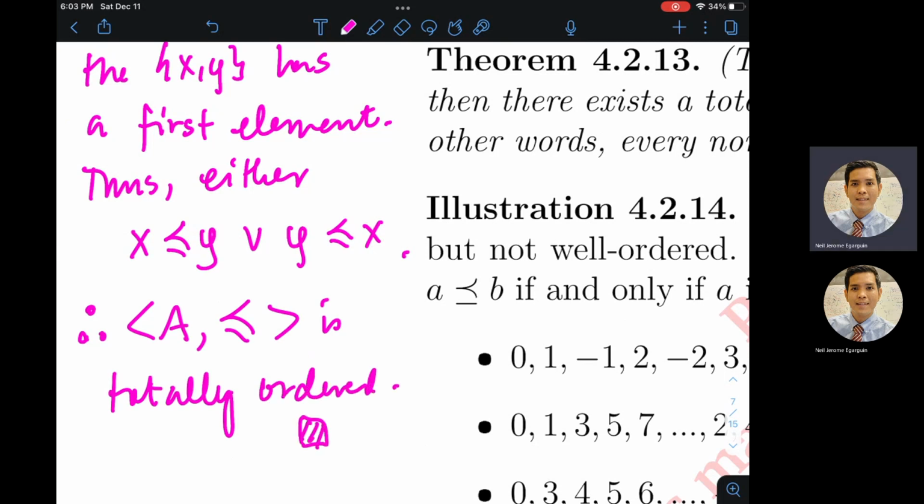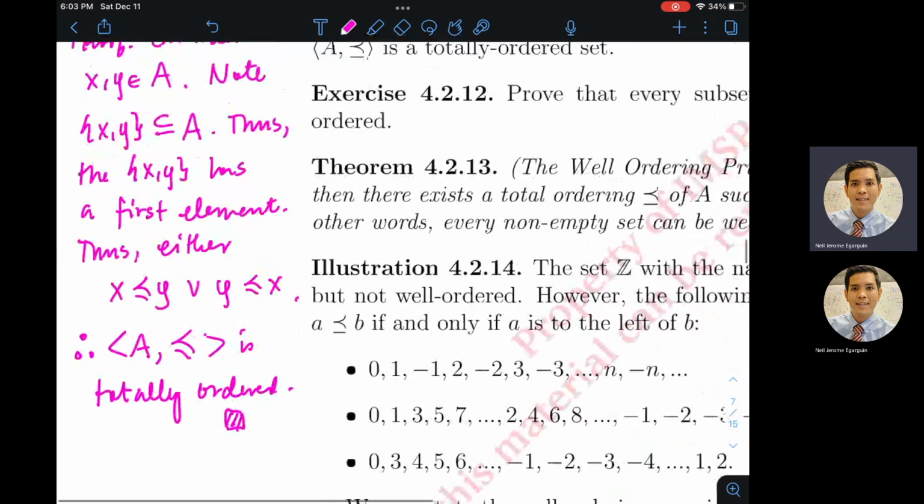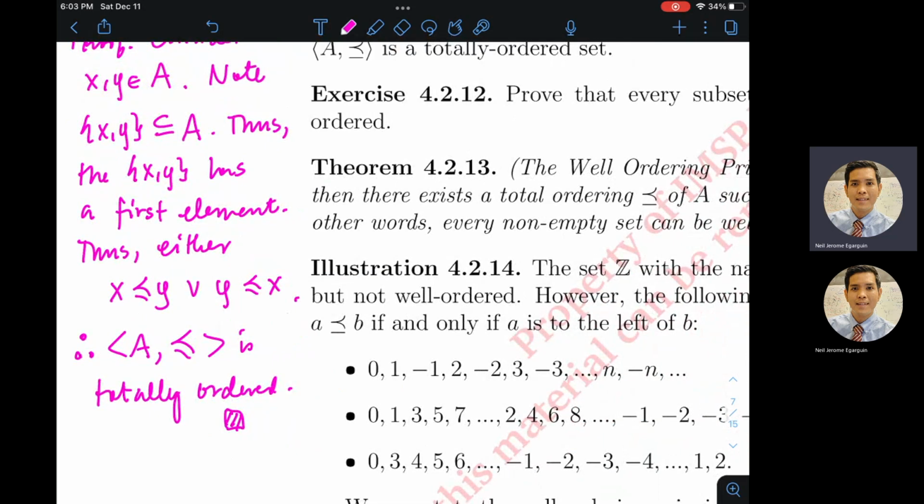And that ends our proof. All right? And this is a nice thing, kasi yun pala, kapag may well-ordered set ka, napakaganda ng property na yon, kasi kung well-ordered siya, automatically siya ay totally ordered. Okay?